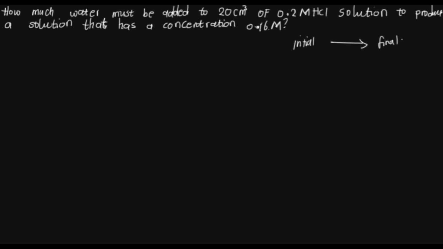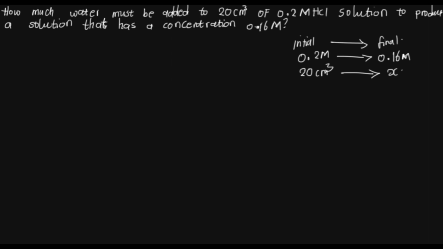So from this we can see that the initial concentration is 0.2. Then the final concentration was 0.16. So we can see that the concentration reduced. So we are expecting the volume to increase. Now the volume, the initial volume was 20 cubic centimeters, but we don't know the volume after a certain amount of water was added. So we can just put X here.